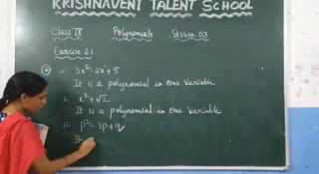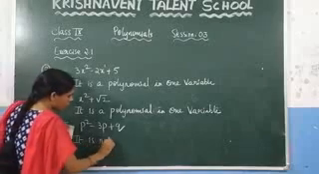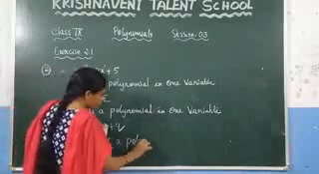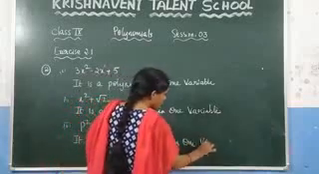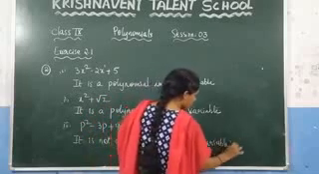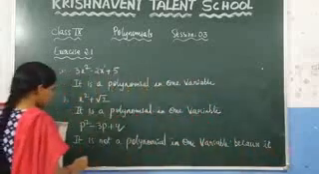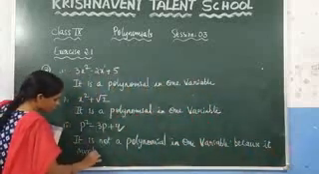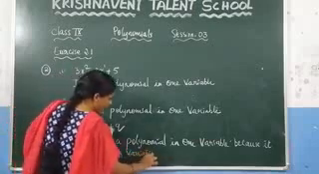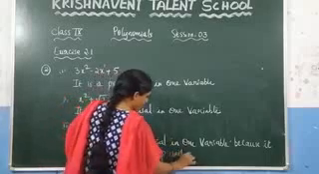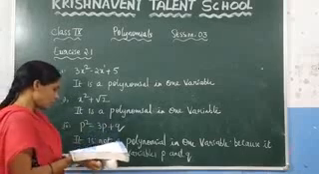It is a polynomial, but it is not a polynomial in one variable. Write it here. It is not a polynomial in one variable. What is the condition? Because it involves two variables, which are x and p and q. Okay, this is the condition. Why? Because it is not a polynomial in one variable.